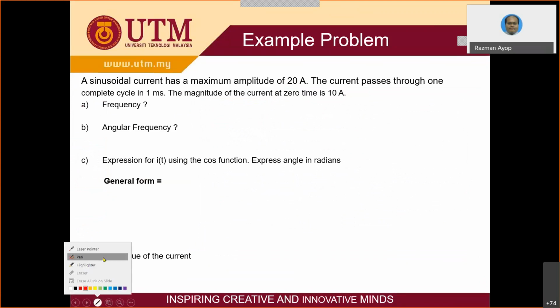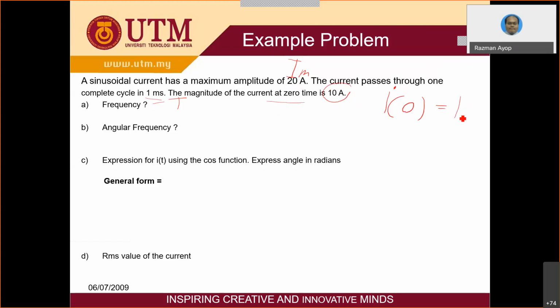So I will show you some examples. A sinusoidal current has a maximum amplitude of 20 amperes. So this is the maximum current, Im. And the current passes through a complete cycle in 1 millisecond. So this is the period. The magnitude of the current at 0 is 10 amperes. That means the current at time 0 equals 10.